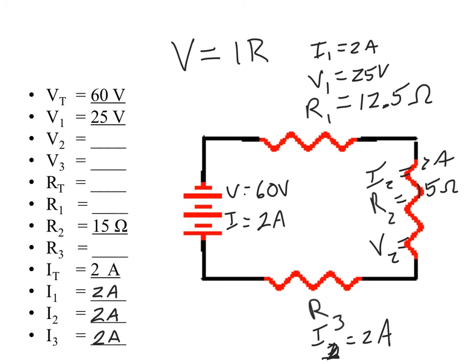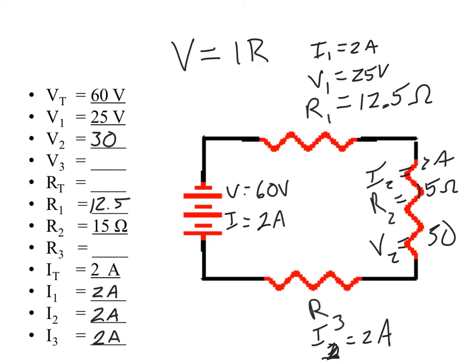All right. Now, I know I and R here, so my voltage here is going to be, and I'm actually going to go ahead and write R1 here. This is 12.5. My voltage, V equals I times R, well, that's 15 times 2, so that's 30. All right, so my voltage across resistor 2 is 30.